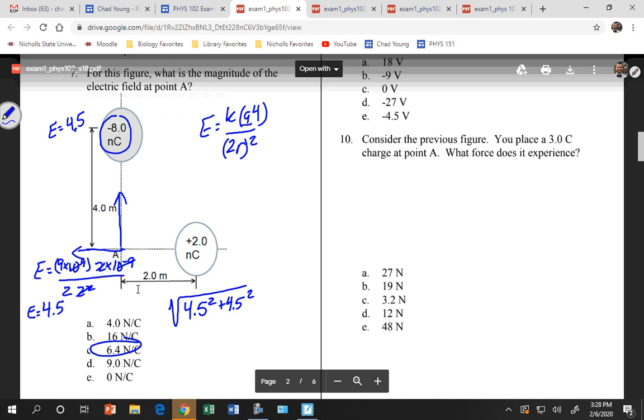I think there was probably a direction question down below this. Can I take this away?